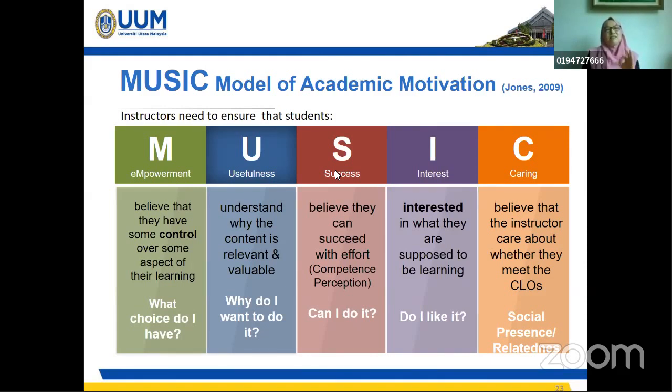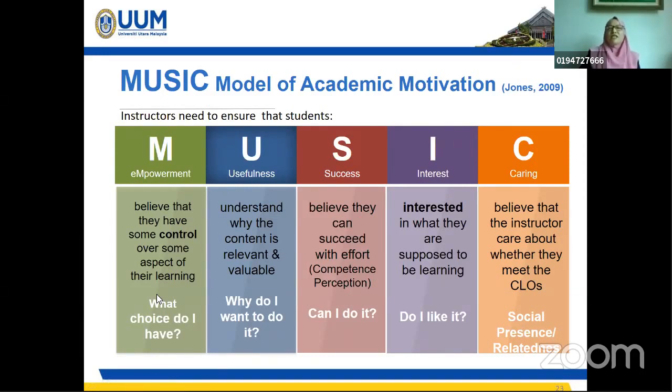Okay, M stands for empowerment. What we need to do here is to ensure that our students can have this feeling: MUSIC, empowerment, usefulness, success, interest, and caring. So what we want is that when students come to our class, if we manage to spark the interest and make them believe that they can do it, we have managed to put them in control. We put them in the driver's seat. Now you're ready to drive on your own. They believe they have some control over some aspect of learning. What choice do I have?